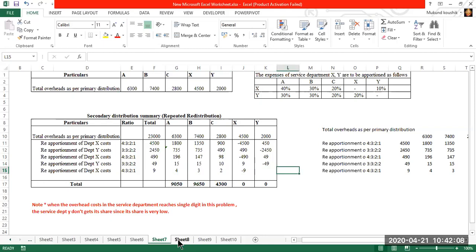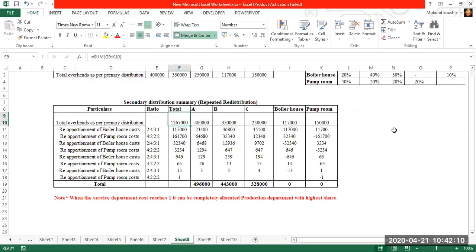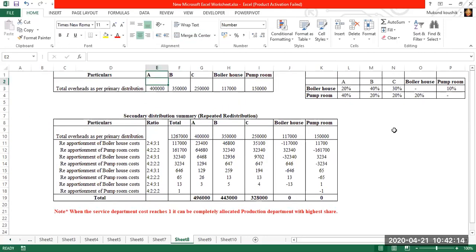Now again, in the next problem also I will not be explaining. In the next problem, instead of giving service departments S1, S2 or X and Y, they have given them as boiler house and pump room. And there are three production departments A, B and C and two service departments, boiler house and pump room. So it should also be done in the same way as we have done the previous problem.